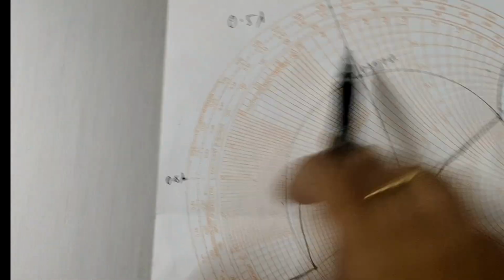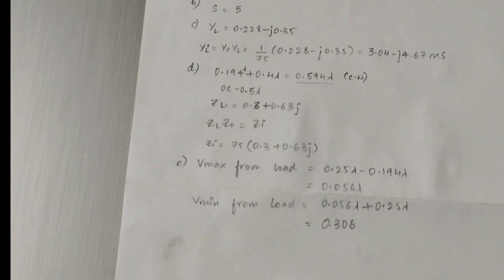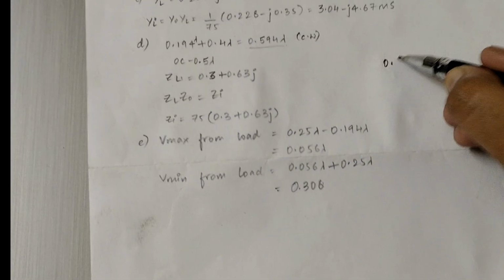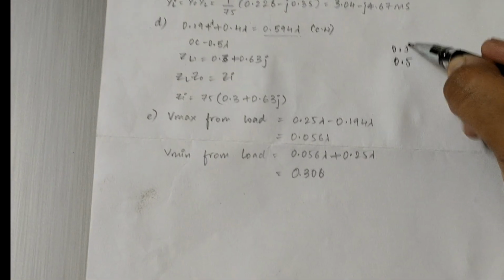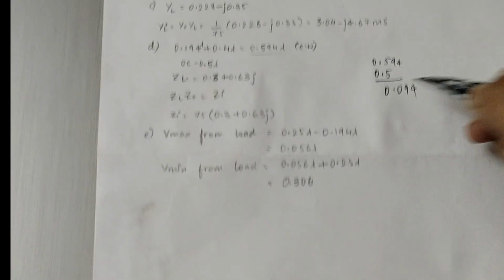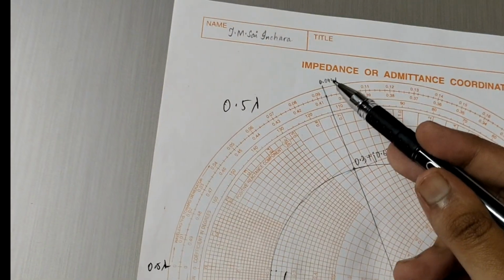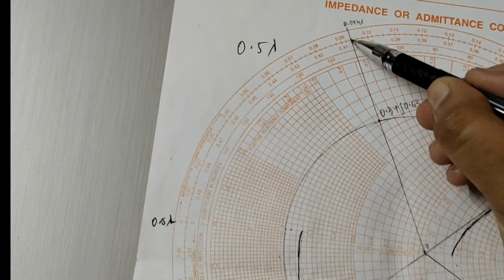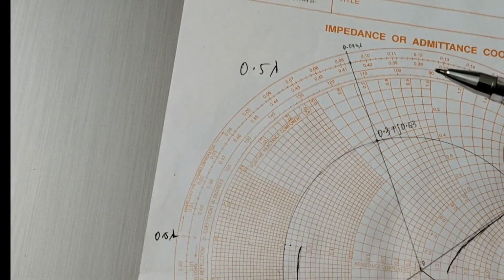I'm really sorry, it is not 0.194 lambda, it is 0.594. If you subtract, you will get it as 0.094. So 0.094 lambda, you have to plot it in the graph. So this is my 0.094. How did I get it? 0.09 is here, 0.092 and 0.094. This is my 0.094 lambda.